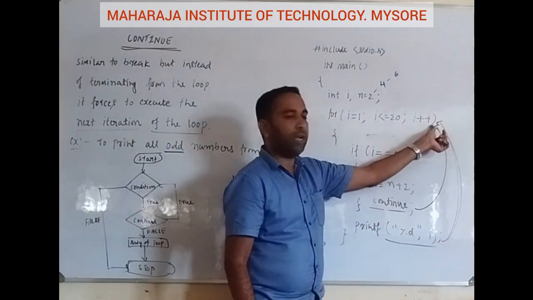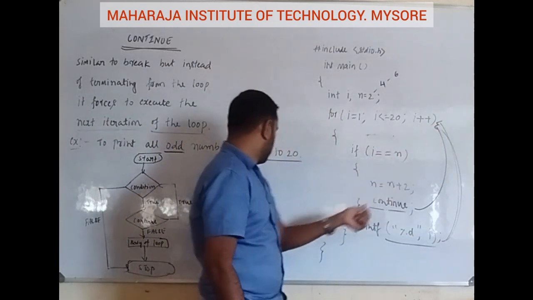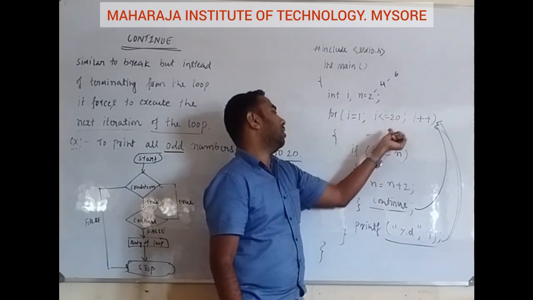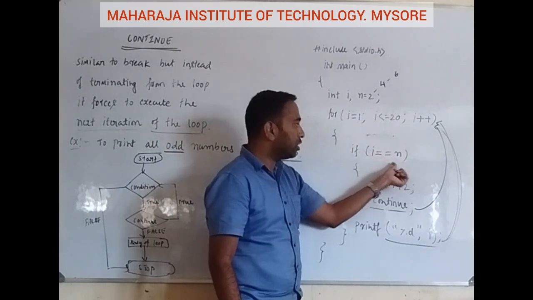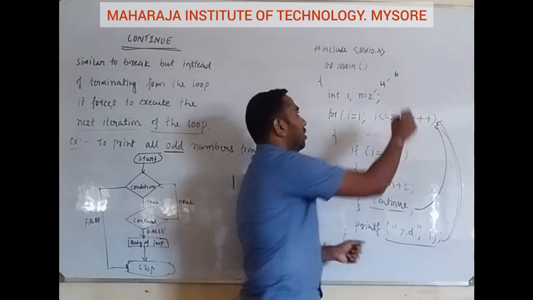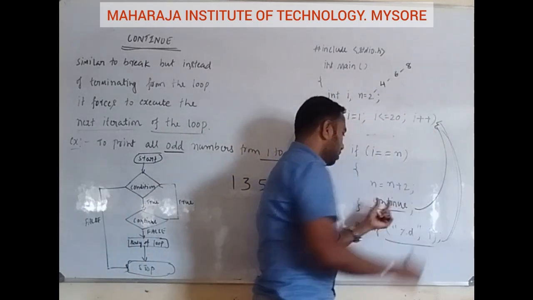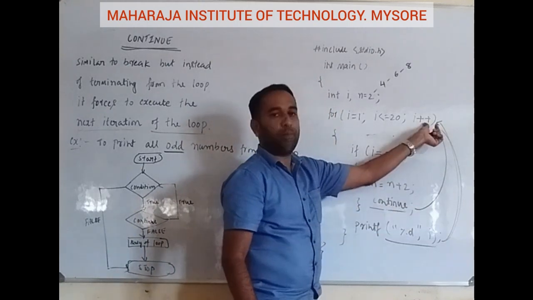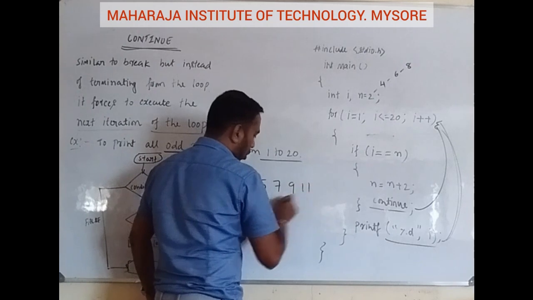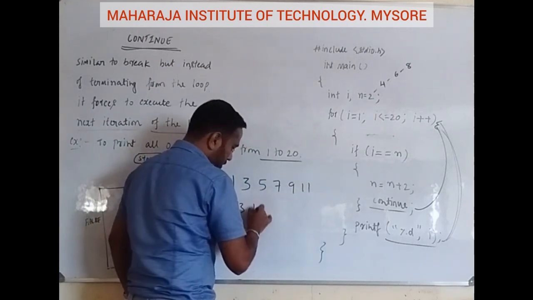Then it increments, and i becomes 6. 6 is less than or equal to 20. Then it comes here: 6 equals 6. Yes. Then n becomes 8. Then you continue. Increment i. Like that, it will print all the odd numbers.